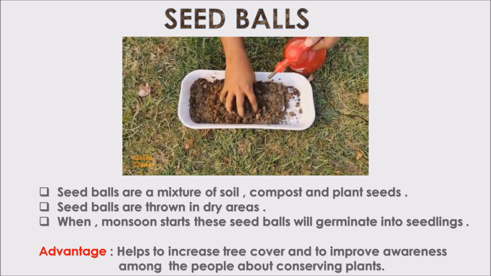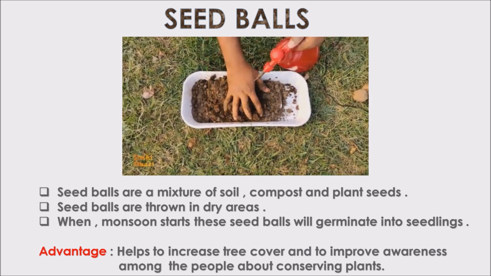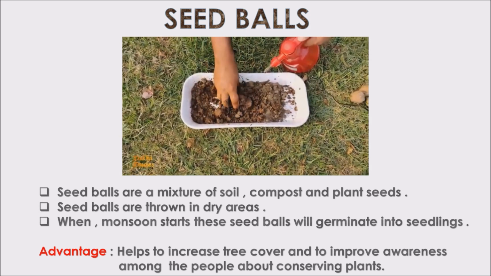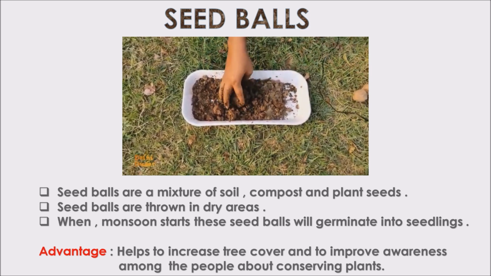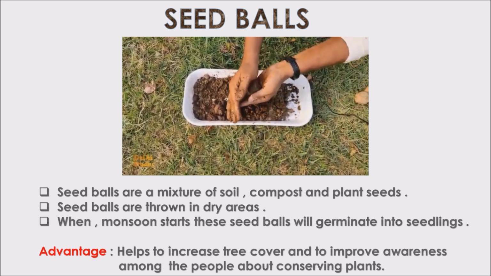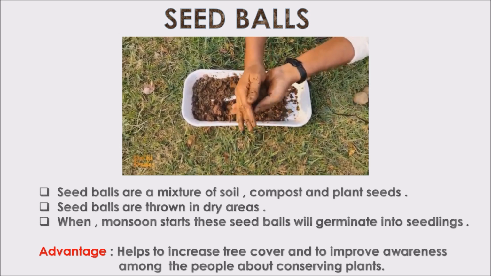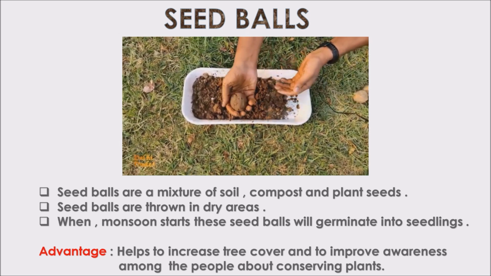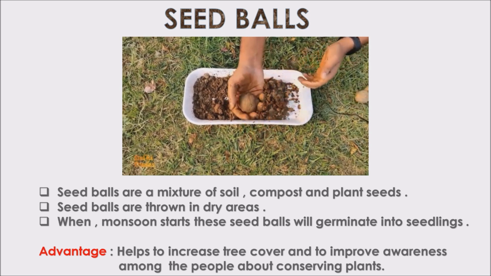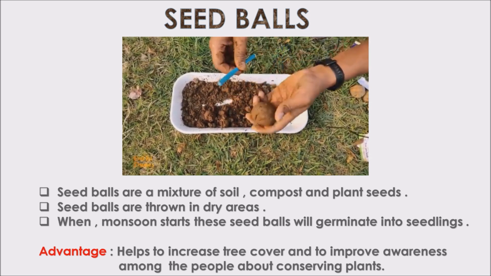The next one is the preparation of seed balls. Let us see how the seed balls are made. See, the soil, that is the clay, and compost is mixed with some seeds of plants and it is made into a ball. It is dried in sunlight for 2 to 3 days. Then it is stored and then thrown in dry areas to cultivate tree cover.